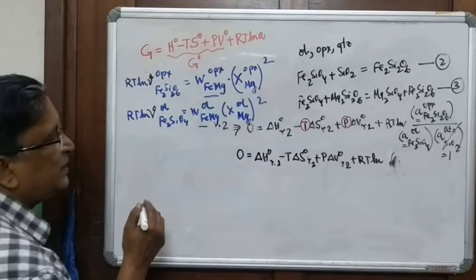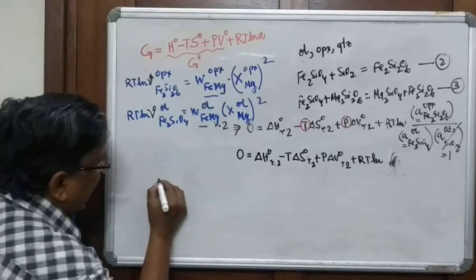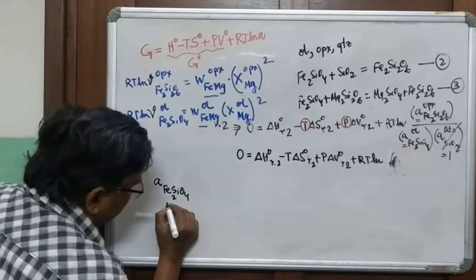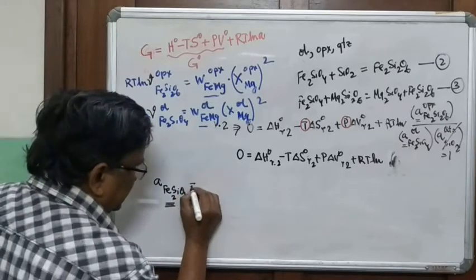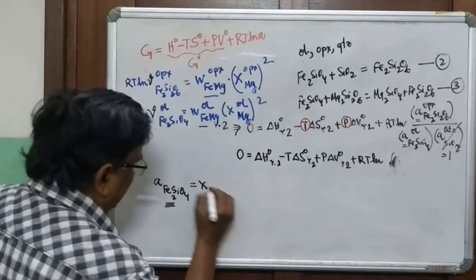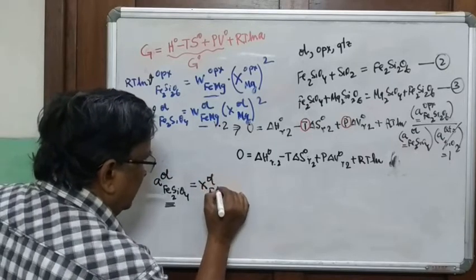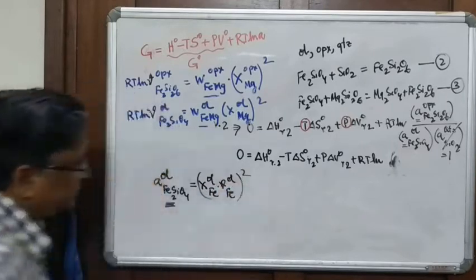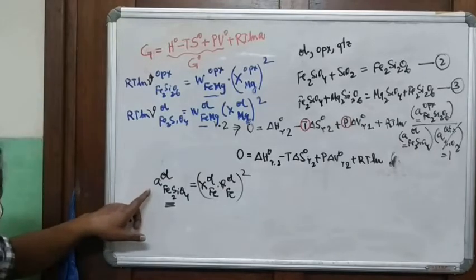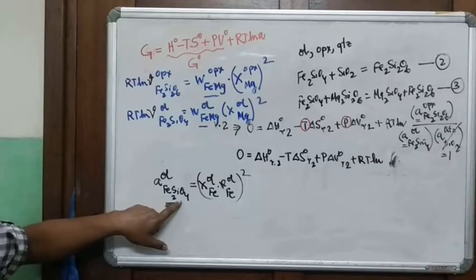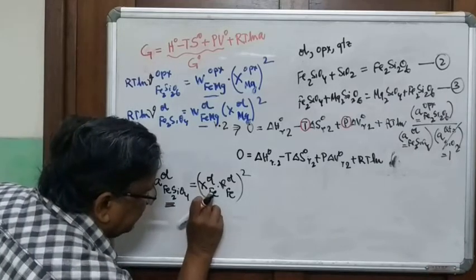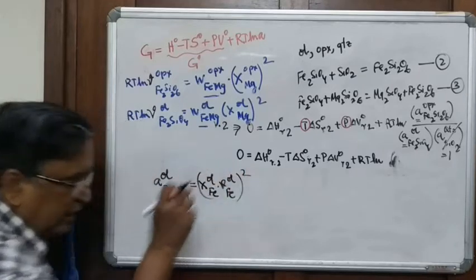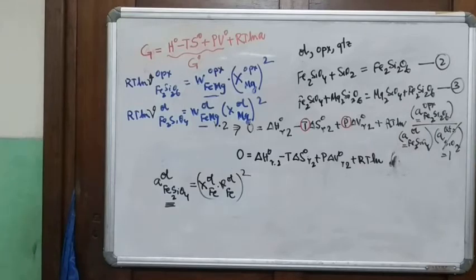Okay, let me do this. Activity of Fe2SiO4. You see, mixing is on two sites, so it is equal to XFe olivine into gamma Fe olivine, whole squared. Have you understood? Activity of Fe2SiO4 is equal to XFe olivine into gamma Fe olivine, and the whole thing squared. That is very important.